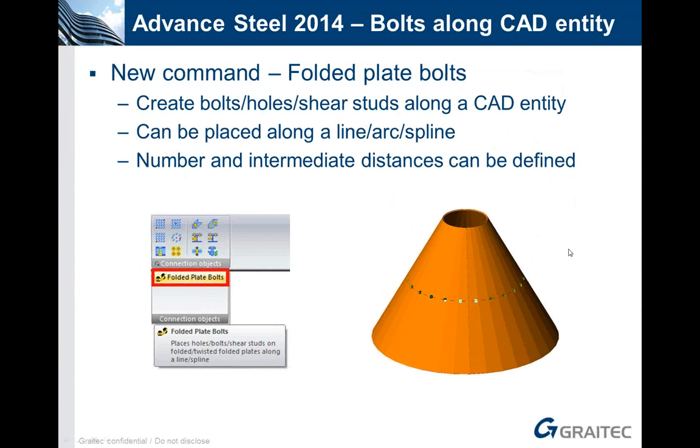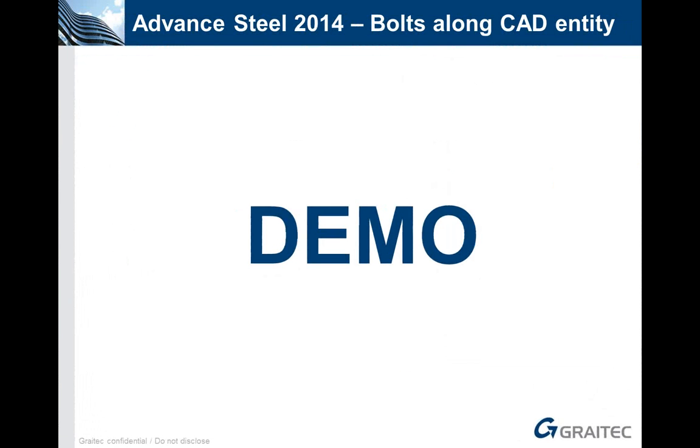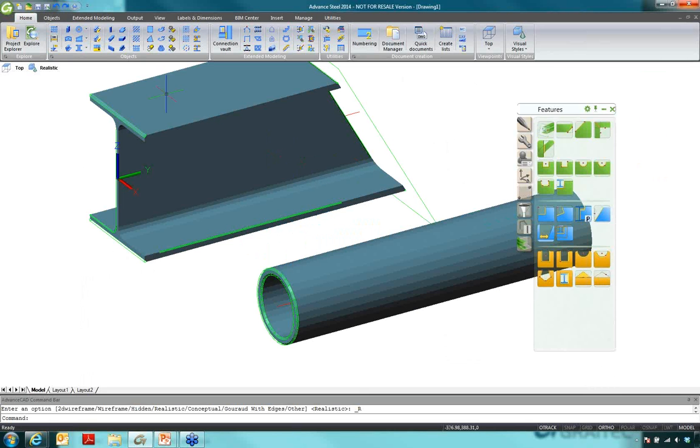Concerning the creation of bolts, holes and shear studs, we created a new command which is very helpful to create bolts, holes or shear studs on folded or twisted plates. So you can pick a line, arc or spline, give just the quantity and the distance between the elements, and they are going to be created automatically. So let me show you how this is working.